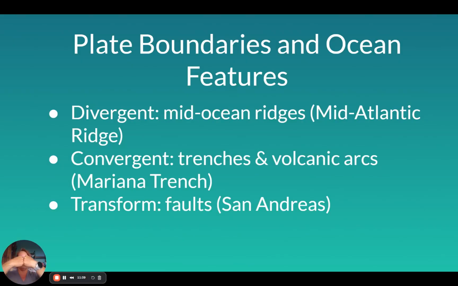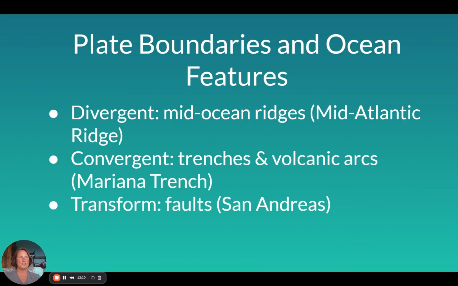Convergent boundaries are when two plates come together, two plates crash together. That can cause trenches, volcanic arcs. The Mariana Trench is one of these examples. We'll get sometimes earthquakes when that happens. Transform faults are when two plates slide past each other. They slide past each other and cause a fault, like the San Andreas fault. Earthquakes a lot of times happen on transform boundaries as well.